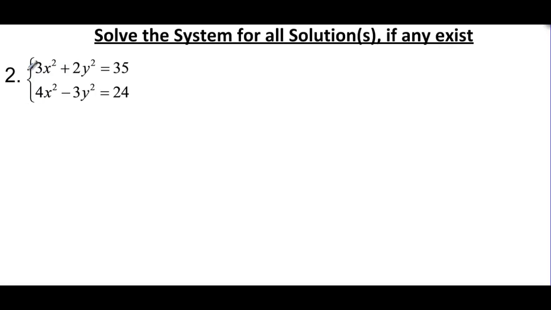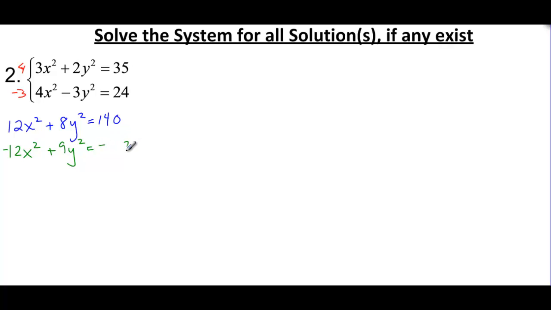So to do that, I could multiply the first one by, say, a 4, and the second one by a negative 3. If I do that, I'm going to get two new equations. My top equation is going to become 12x squared plus 8y squared equal, and if I multiply that out, I get 140.